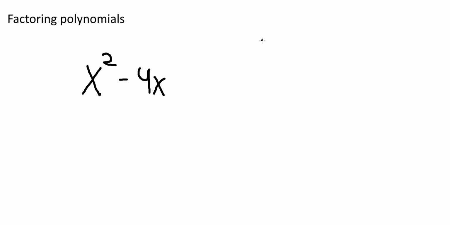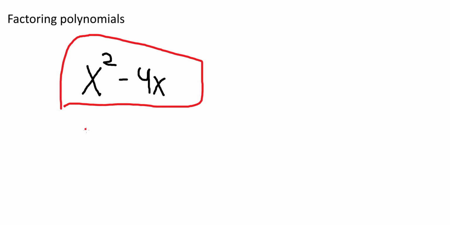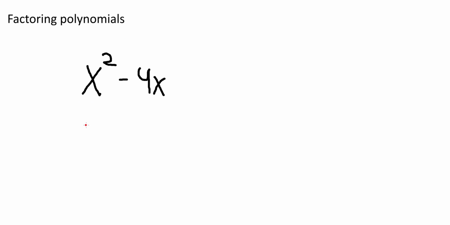So now we're going to be factoring this polynomial, x squared minus 4x. What the heck? You just taught me about the X method, but this doesn't look like we can use the X method because there's only two values. Like, what is this?